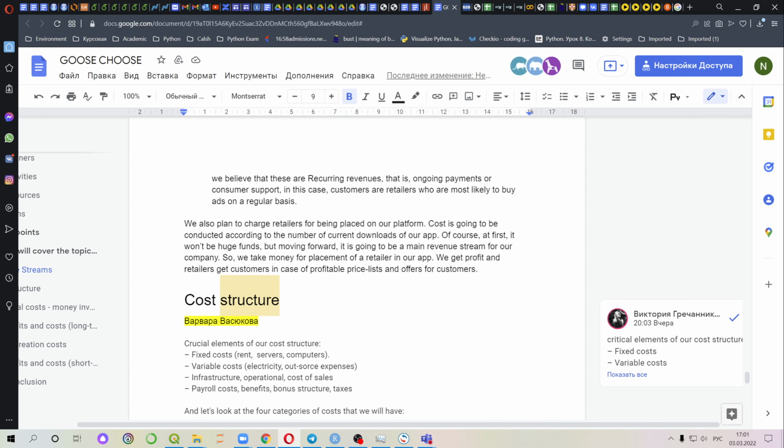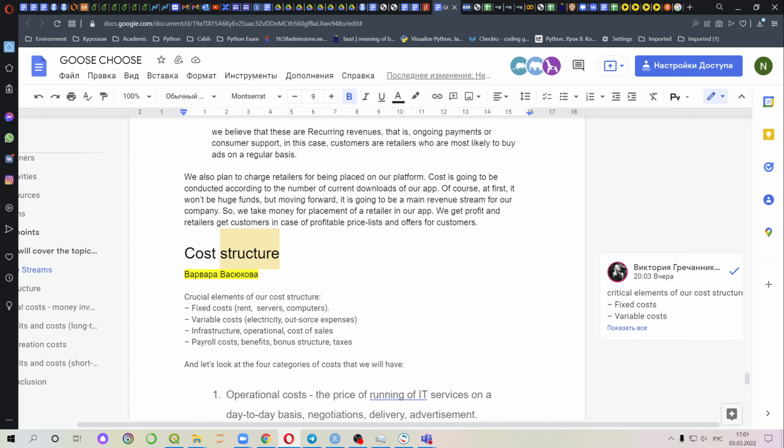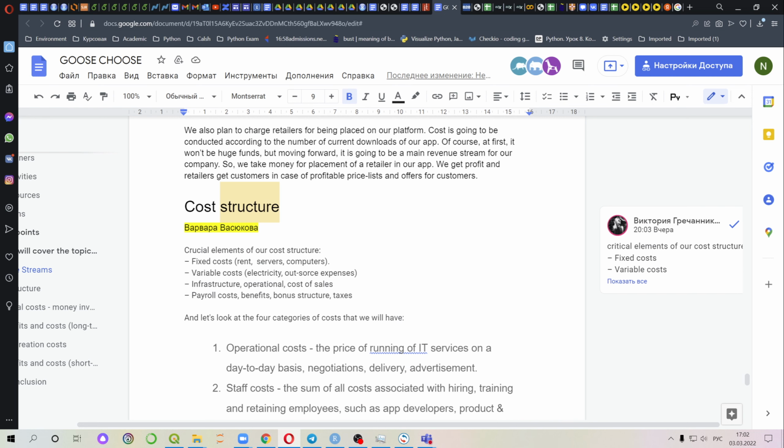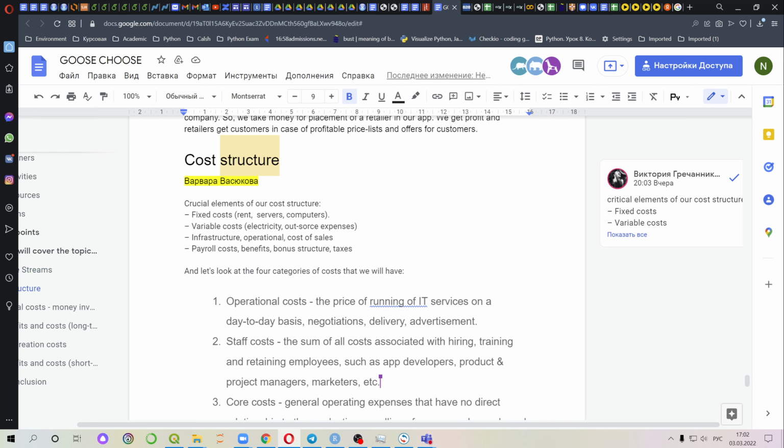Cost is going to be conducted according to the number of current downloads of our app. Of course, at first it won't be huge funds, but moving forward, it can be a significant revenue stream for our company, but still not the main one. So we take money for placement of a retailer in our app. We get profit, and retailers get customers in case of profitable price lists and offers for customers. Now let's move to cost structure.